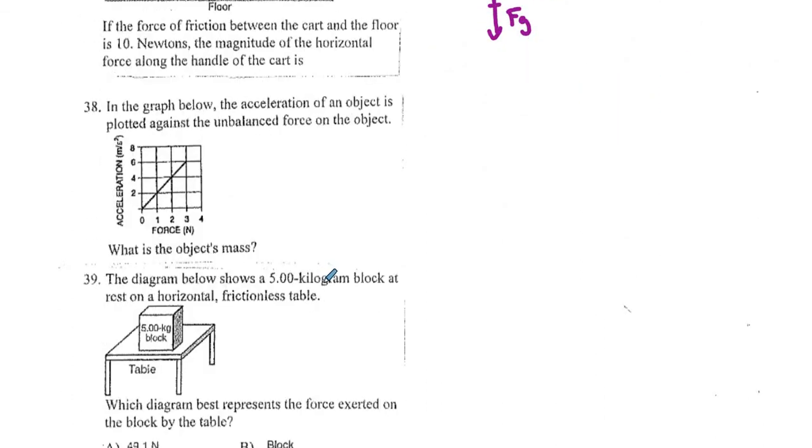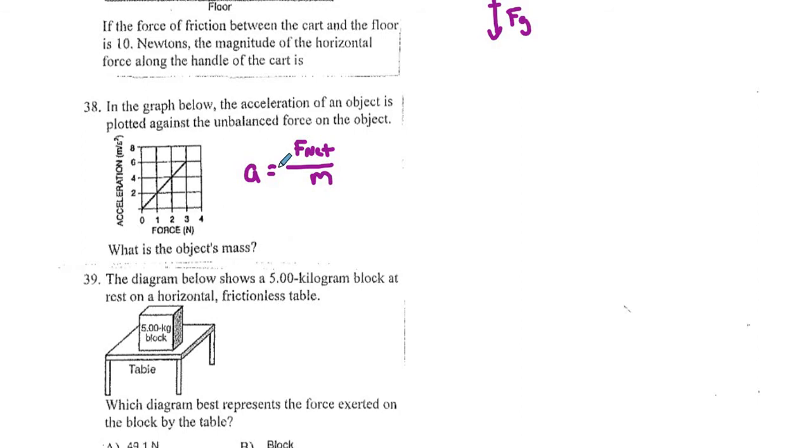Alright, the next one: we have the acceleration of an object plotted against an unbalanced force on the object, and we want to know the object's mass. Whenever you're asked a graph question, odds are something about the graph, either the slope or area, represents something physical. So we have acceleration versus force, and you need to find an equation that has acceleration and force in it. We know that acceleration equals F net over m. That's Newton's second law.